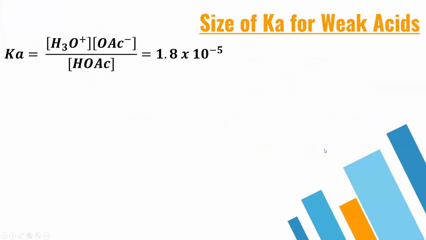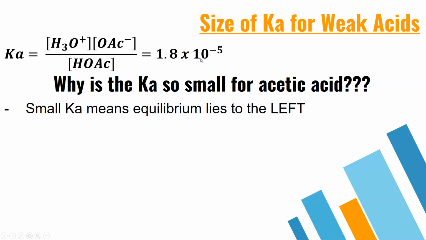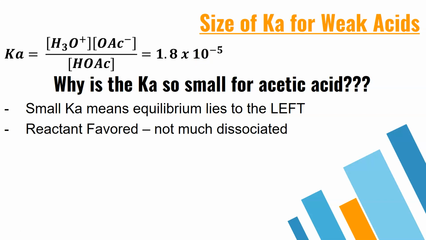Now, a weak acid should have a pretty small Ka value because we don't have very much dissociated. Our numerator should be pretty small. Most of it should stay together, so our denominator should be pretty big. So we should end up with a pretty small number. That's telling us that the equilibrium lies far to the left side. It is reactant favored. Not much is going to dissociate. That's why it's a weak acid.